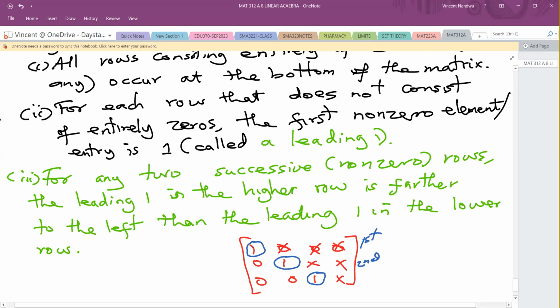So if you compare the first row and the second row, the one in the first row is to the left. If you compare the second and third, the one in the second is to the left of the one in the third row. Similarly, if you compare the first row and the third row, the one in the first row is to the left of the one in the third row. I don't know if that makes sense to you.